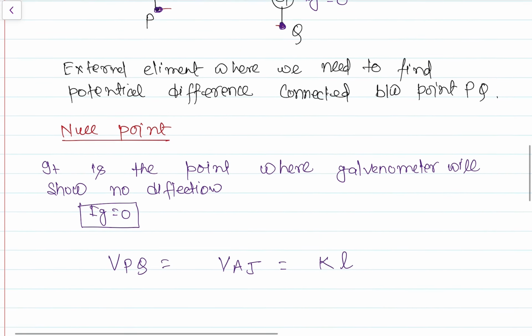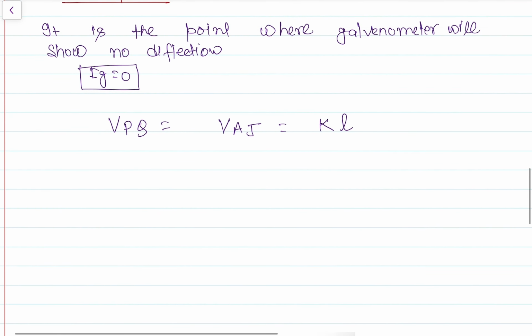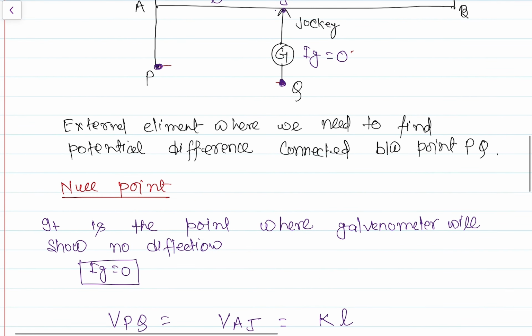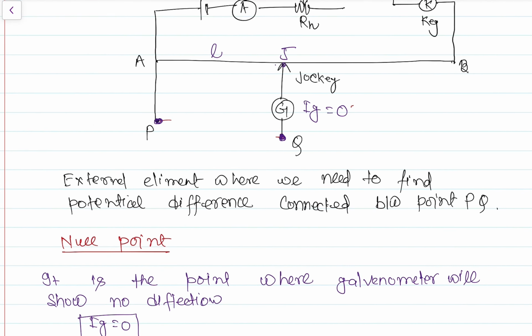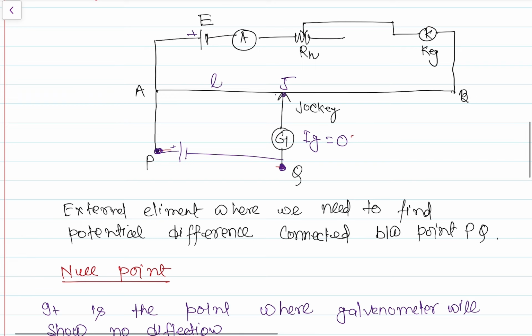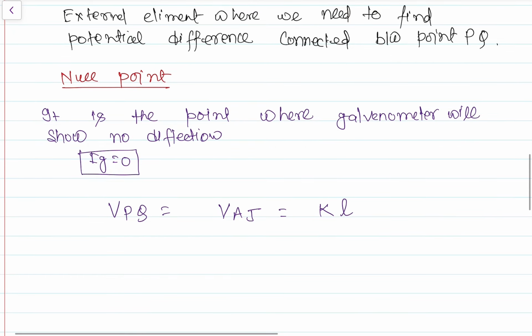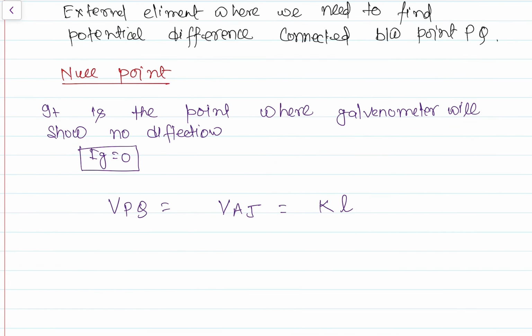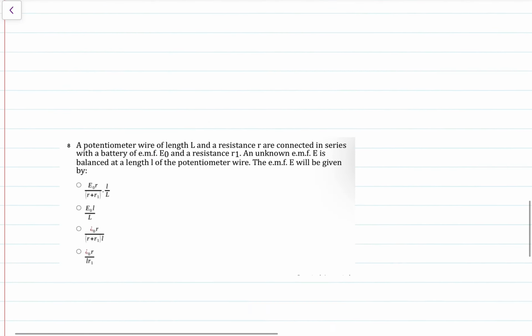Okay, but we will get no null point when we reverse the cell. So to obtain the null point, we have to connect this side as positive terminal of the cell. Okay, so positive terminal of the cell is connected to positive terminal of the potentiometer battery. Okay, now let's solve this question.